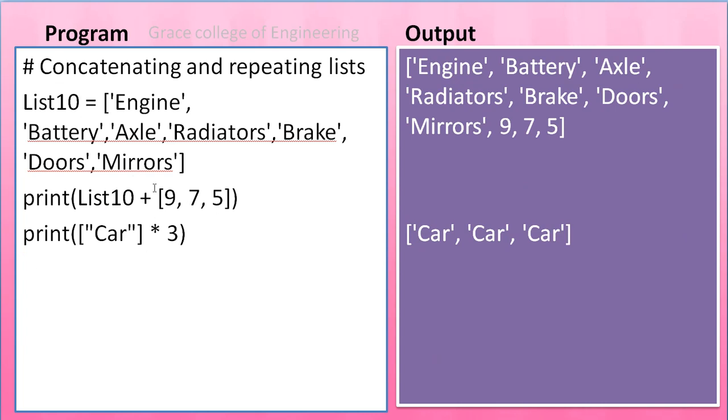The next, concatenating and repeating the list. For concatenating, for joining two lists, you can use the plus operator, or else you can use it this way also. List 10 is created and I am going to concatenate this list with the numbers 9, 7, 5. This will be concatenated. So you can see in the output. The next, repeating the list. Inside the list, the value is car. That will be repeated 3 times if you use this star operator. So you can see the output car, car, car.